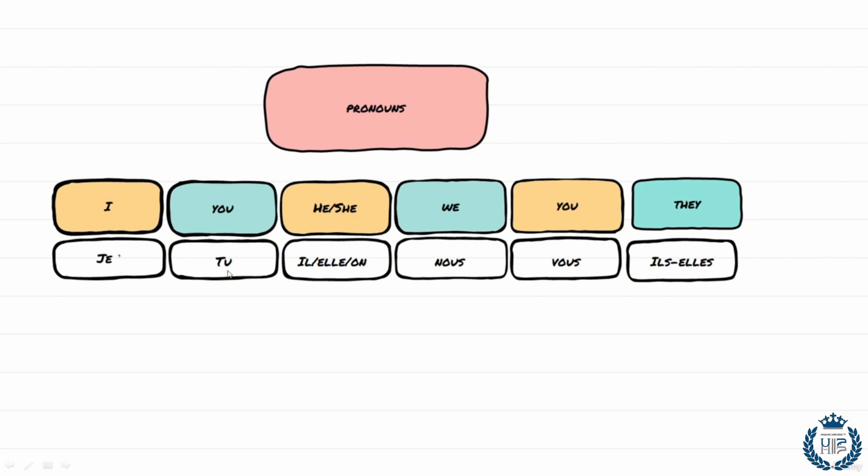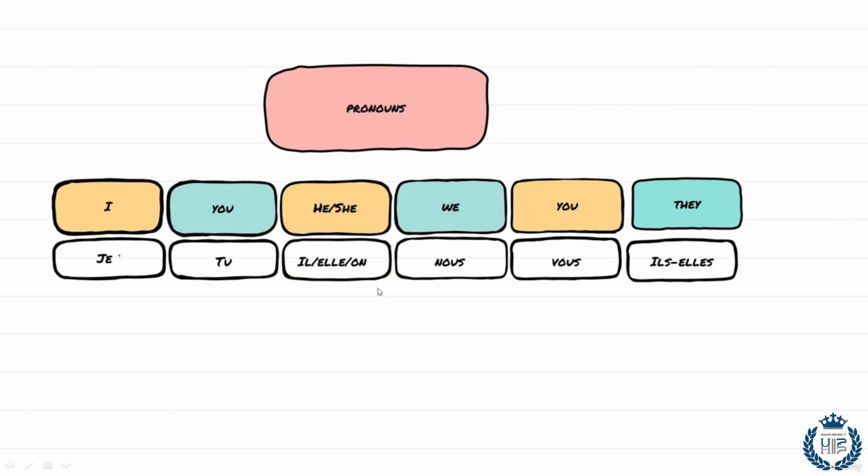And it is also important to know the order of the pronouns, because when you see the conjugation list, it always follows the same order. So it is je, tu, il, elle, on, nous, vous, ils, elles.